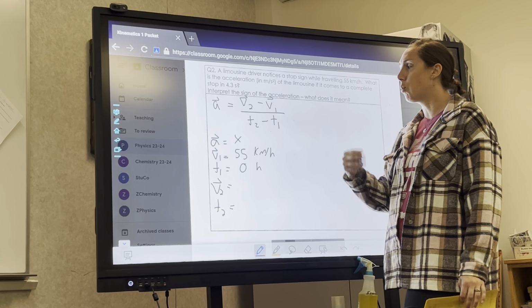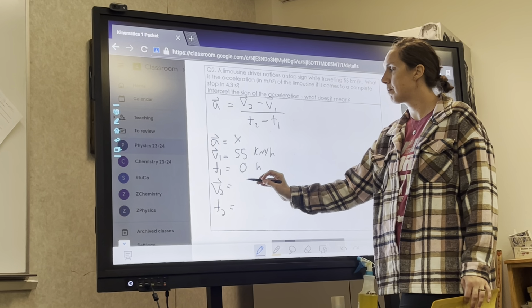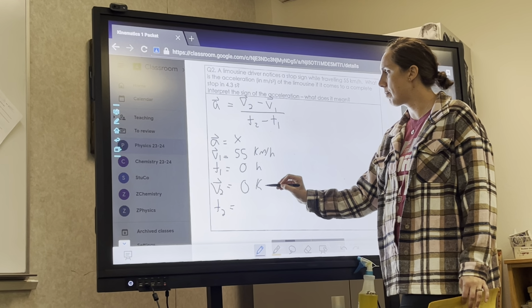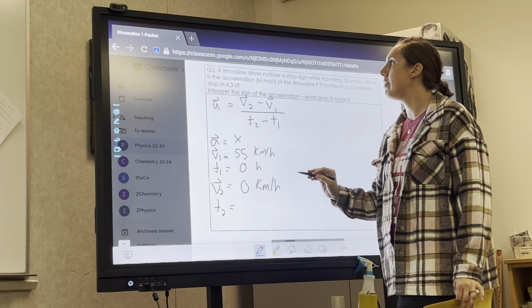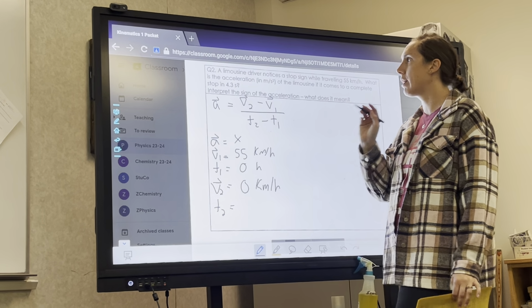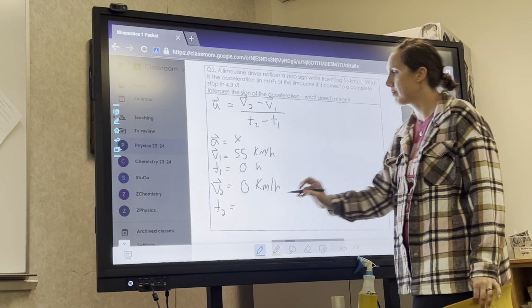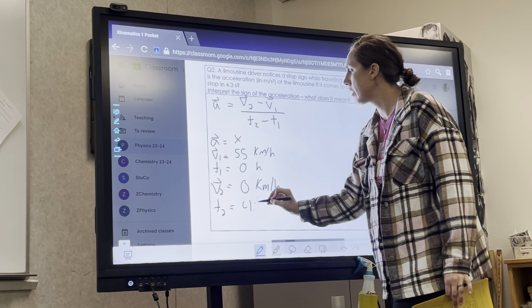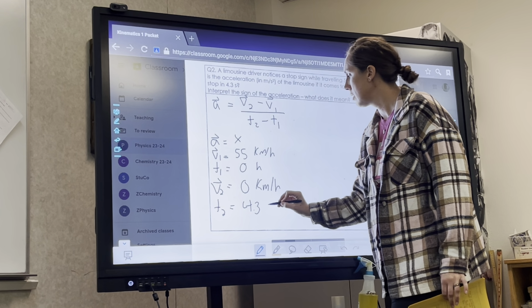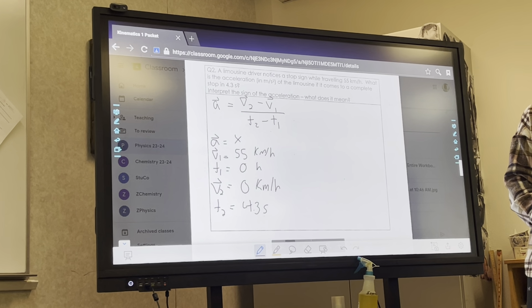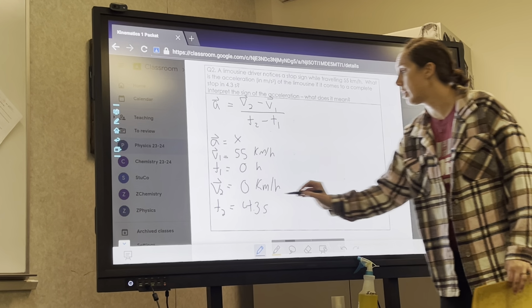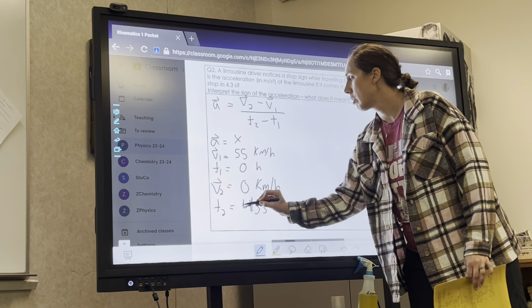Complete stop, what is that velocity? 0 kilometers per hour. And where it says 4.3 seconds, that's time 2, 4.3 seconds. Okay, yes. Would it be negative or stopping? We will know that when we sub it in. Good question.